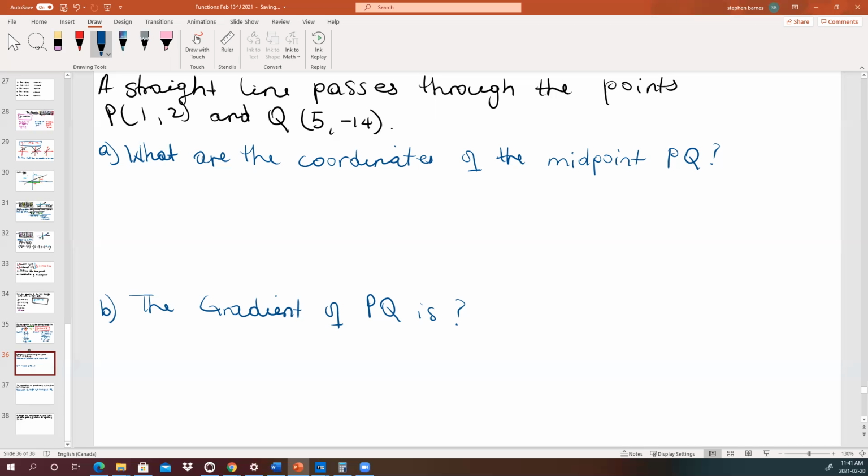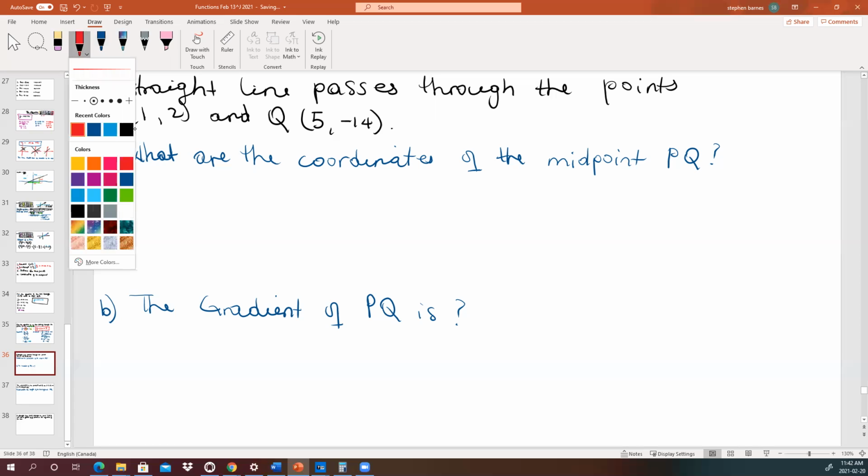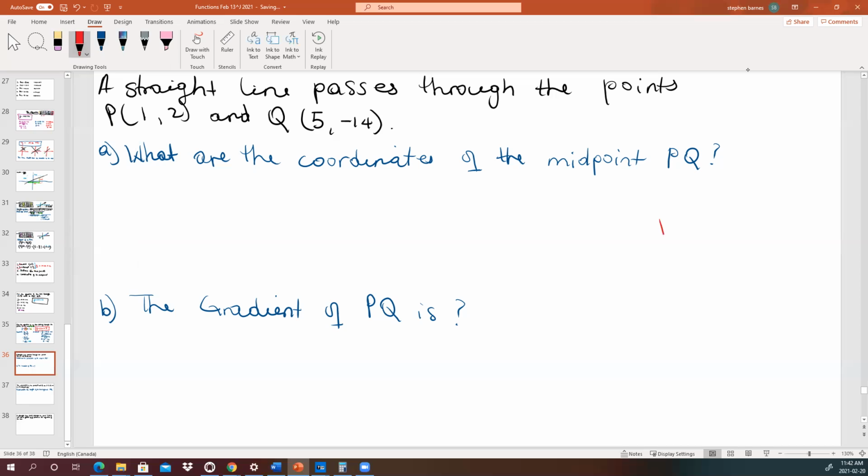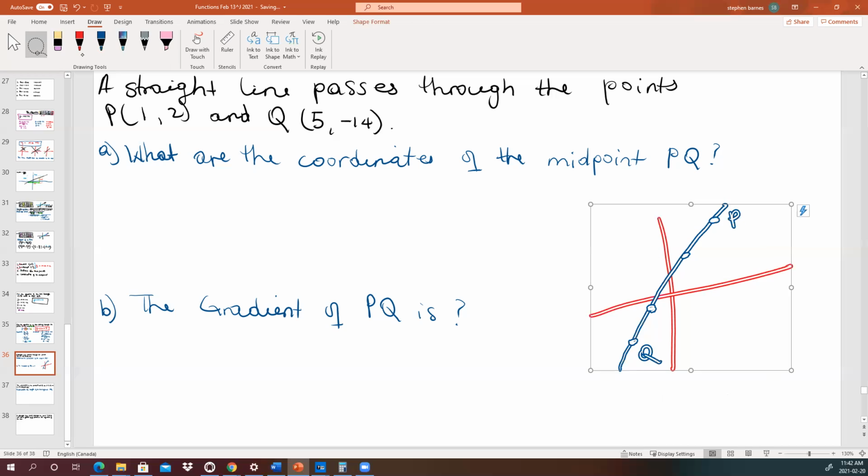All right. A straight line passes through the points P, and they give you the coordinates of P, and Q, they give you the coordinates for Q. I like to draw just to show you. So you have a coordinate and you have a line. They don't tell you the equation for the line, but it says it passes through 2 points, P and Q. All right, that's all it is. P and Q could be closer like that, or it could be farther. Just know that this line passes through 2 random arbitrary points, P and Q.